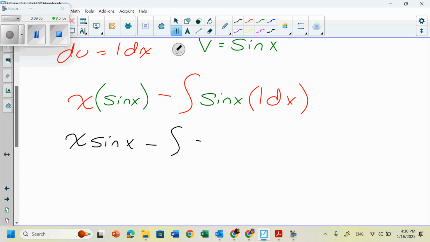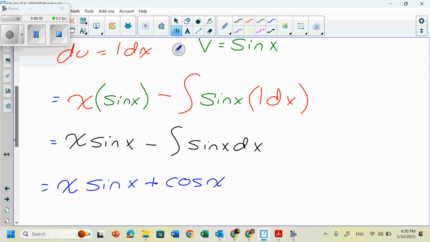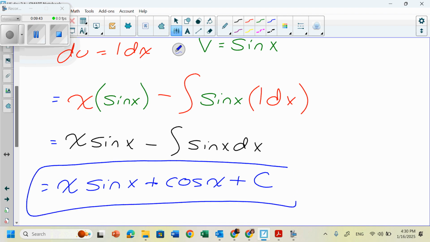I can integrate sine x dx. That's actually easy to integrate. This x sine x is staying, minus, equals. The integration of sine is negative cosine. So plus cosine x and plus c. That, ladies and gentlemen, is my final answer. That is what the integration of x cosine x dx is equal to. That's the integration.